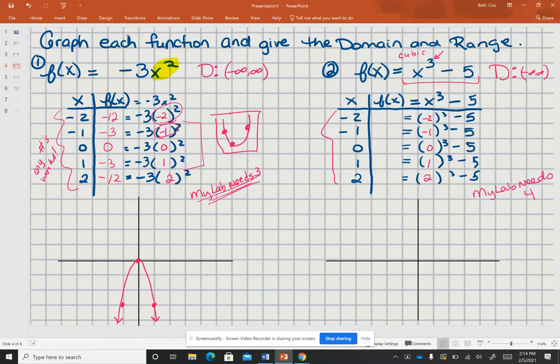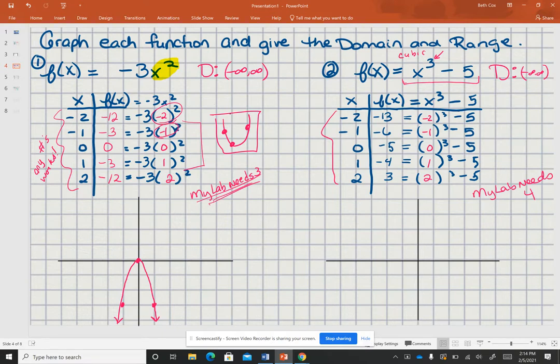I'm going to have negative 2 to the third, which is negative 8, and negative 8 minus 5 is negative 13. Negative 1 to the 3 is negative 1. Negative 1 minus 5 is negative 6. 0 to the third is 0. 0 minus 5 is minus 5. 1 to the third is 1. 1 minus 5 is negative 4. And 8 minus 5 is 3. Okay, so there are my points.